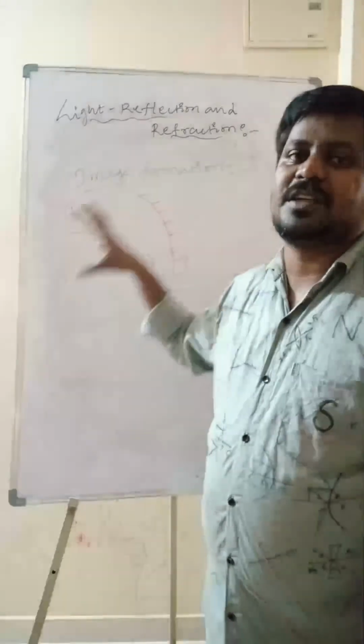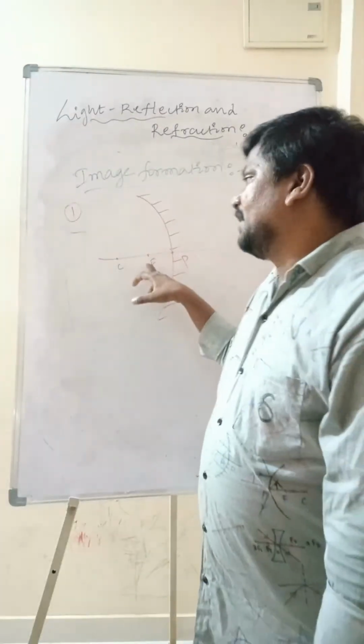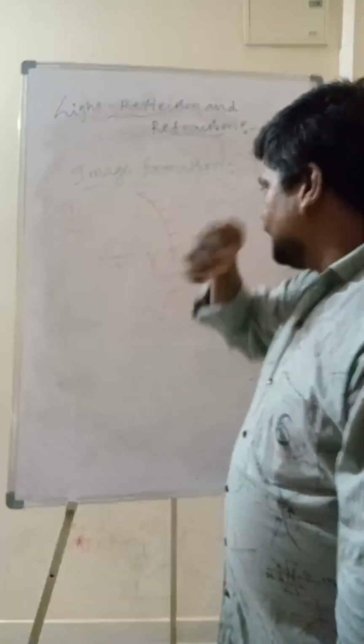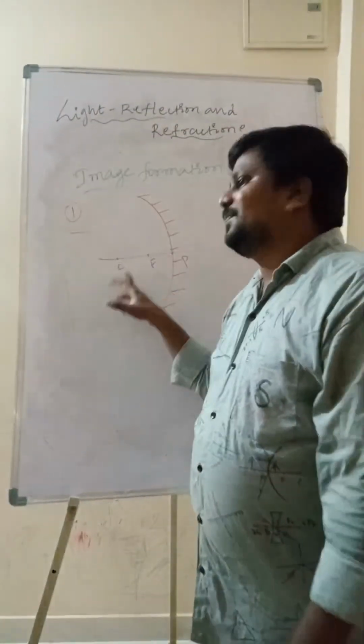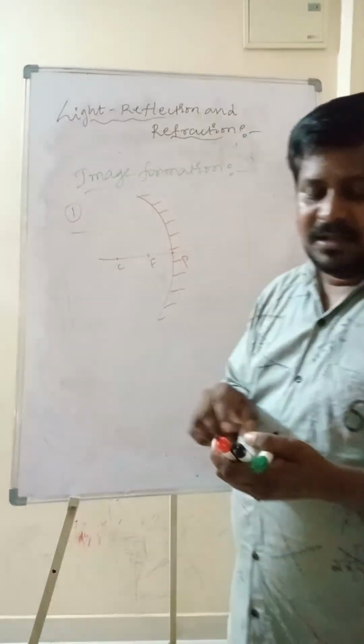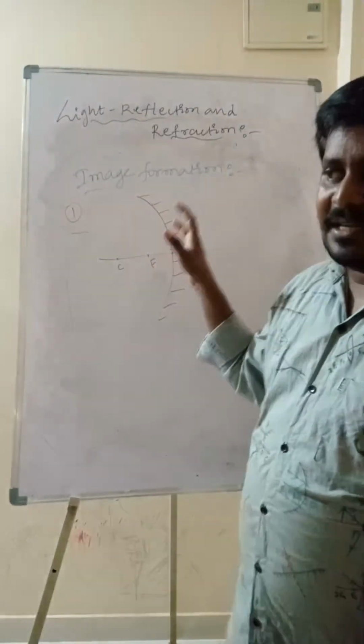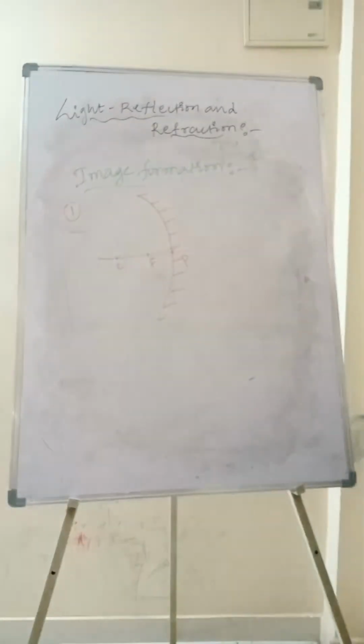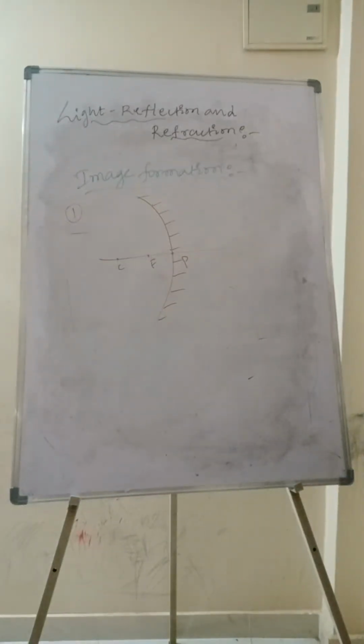After reflection, all light rays will meet at one point on the principal axis; that is called the focus. The center of the imaginary sphere of which the mirror is a part is called the center of curvature. Next, we are going with the image formations.